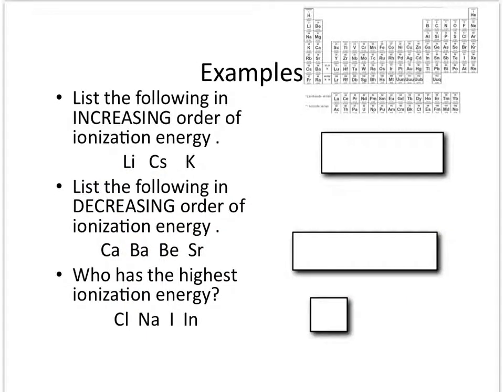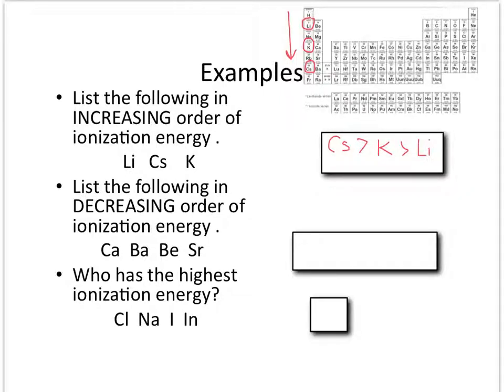Let's take a look at some examples dealing with this property. We're going to look at lithium, cesium, and potassium again. You can see that those are, once again, all in the same group. And we know as we go down a group, ionization energy is going to decrease. So if I want to put these in increasing order, we will start off with cesium, and then potassium, and then lithium.